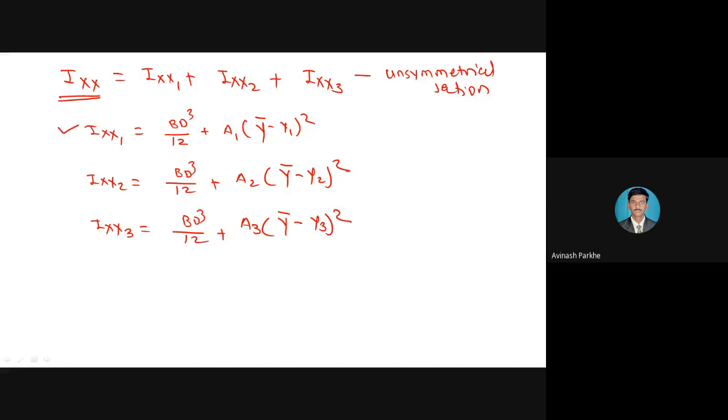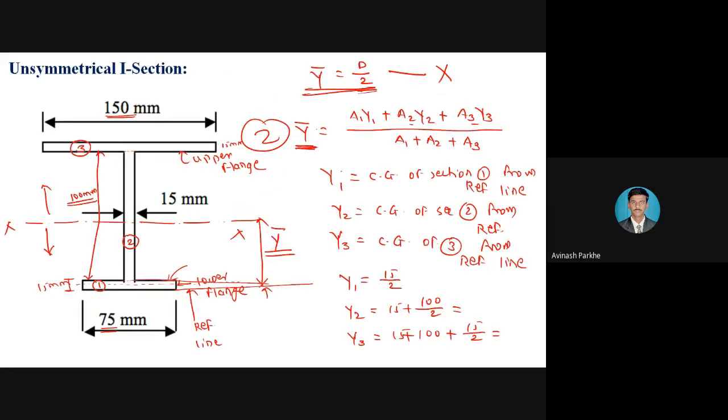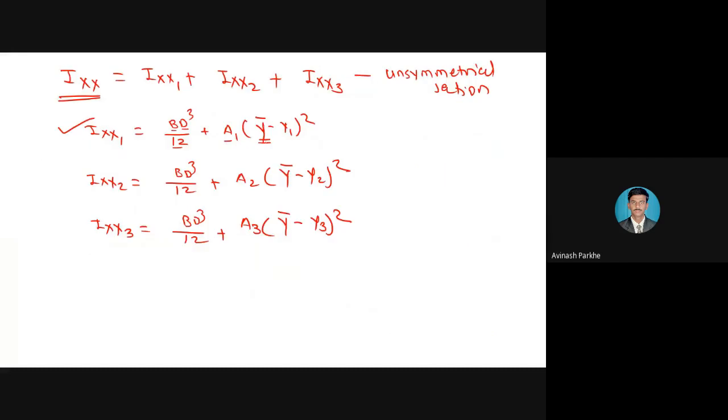So for Ixx1, this formula is applicable for section number 1. For section number 1, we have its capital B, we have its capital D divided by 2, and we can calculate the area A1. Y bar is calculated from this big formula, A1 y1 plus A2 y2 plus A3 y3 divided by A1 plus A2 plus A3. That y bar we directly put here. Y1 distance we have already calculated. You will get the Ixx1.